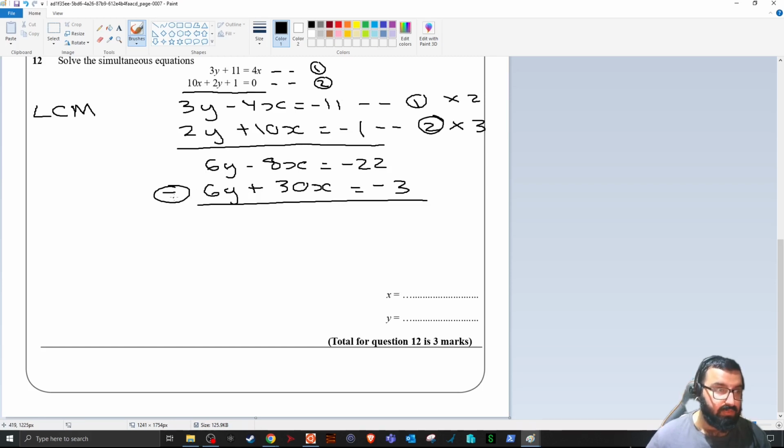So 6y take away 6y is nil. Minus 8x minus plus 30x, which is minus 8x minus 30x. It's minus 38x, which equals minus 22 minus minus 3, which is minus 22 plus 3, which is minus 19.